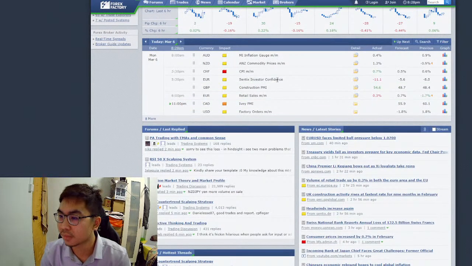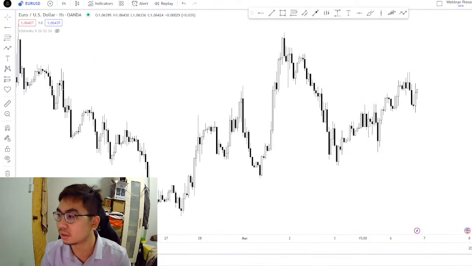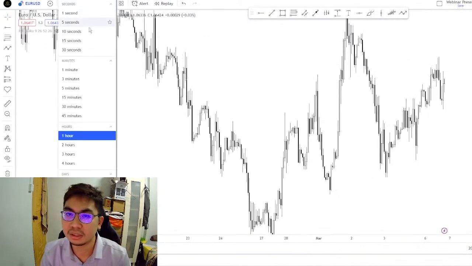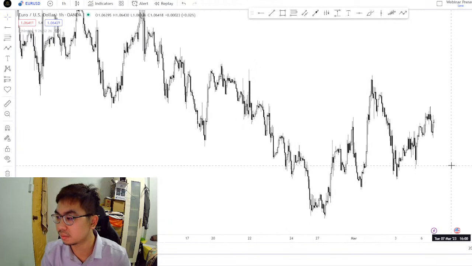So yeah, actually investor index confidence is reducing. Retail sales is worsening. Actually Euro, maybe let me check out Euro USD. Okay, there isn't any nice setup that I actually like at the moment.